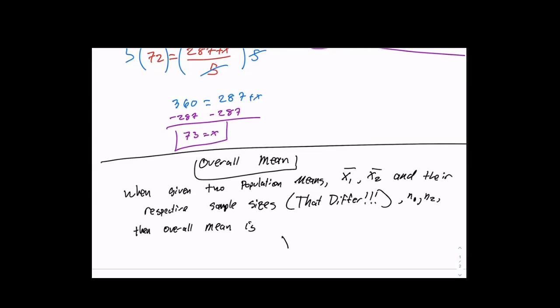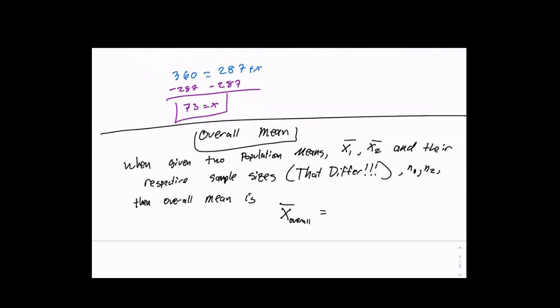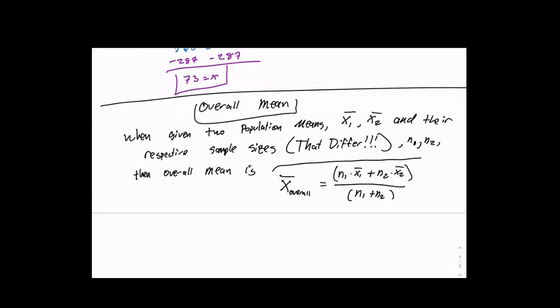is the mean overall is equal to N1 times x1 bar plus N2 times x2 bar, the mean of x2, divided by N1 plus N2. And I'll put parentheses around these just to make sure we understand. So this is our formula.